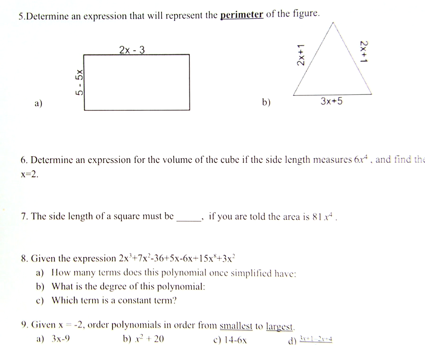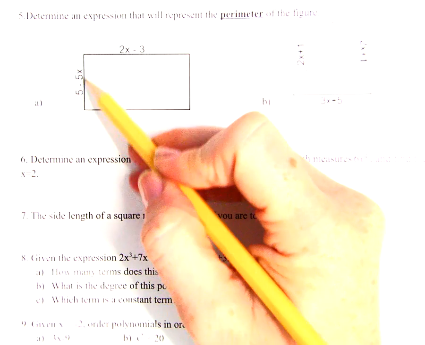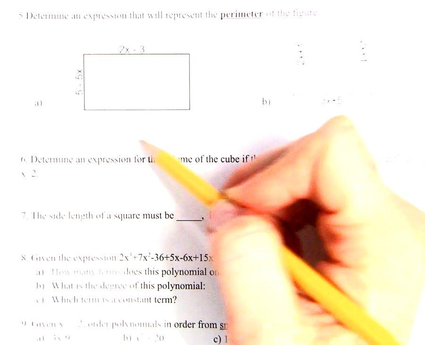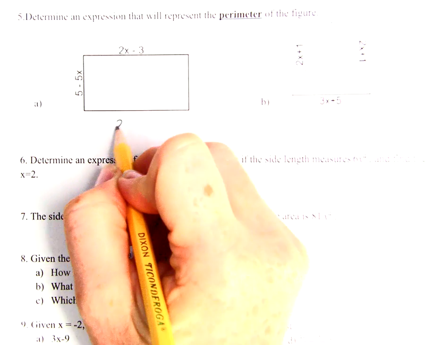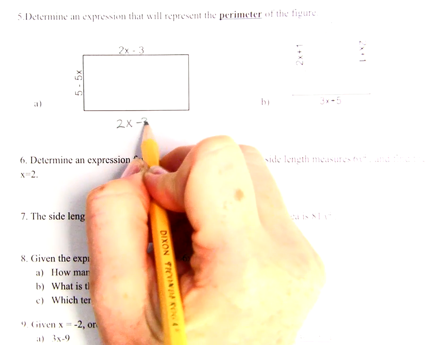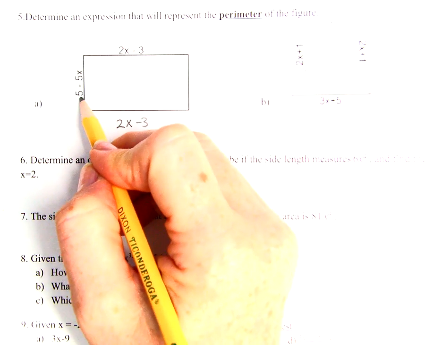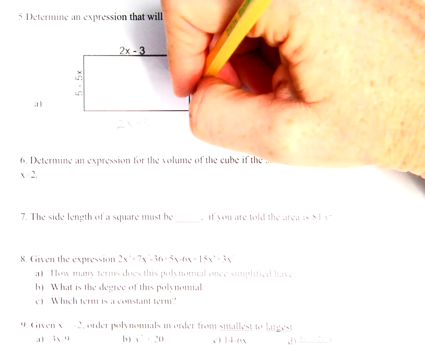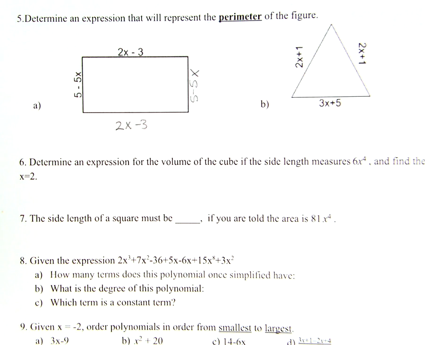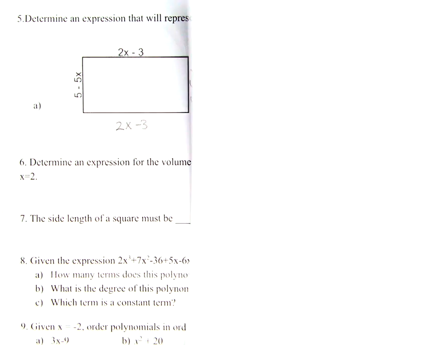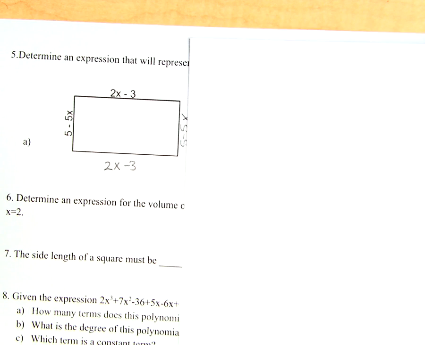And this one was actually on the Kahoot if you were in a class that got to play it today. So remember that if I want the perimeter, I'm going to add all the sides together, right? So if this side is 2x minus 3, then this side is 2x minus 3. And if this side is 5 minus 5x, this side is 5 minus 5x, okay? So you've got 4 sides. And then we want to add all those sides together in order to be able to find the perimeter, okay?